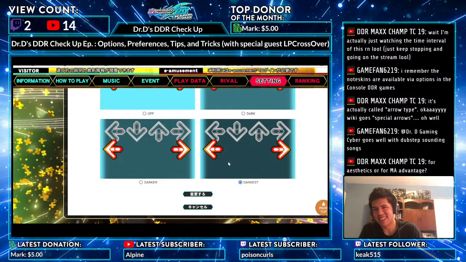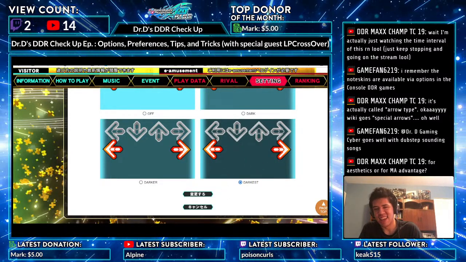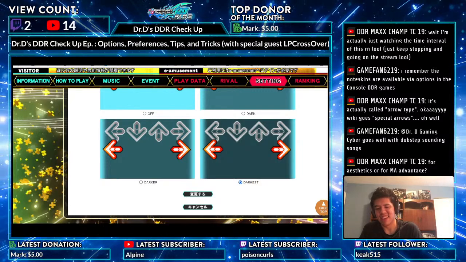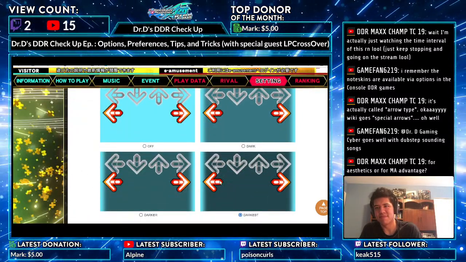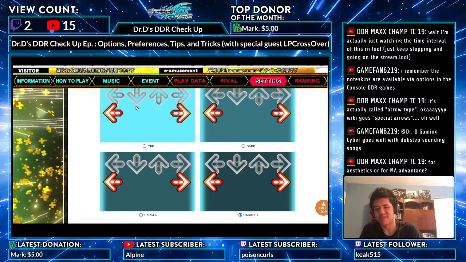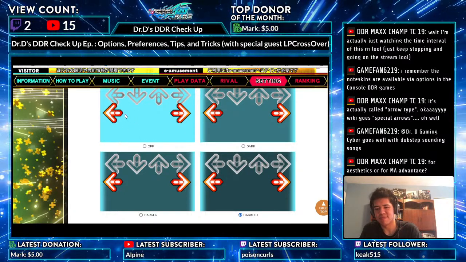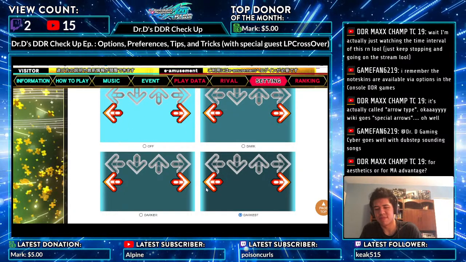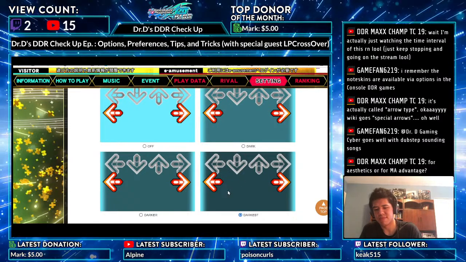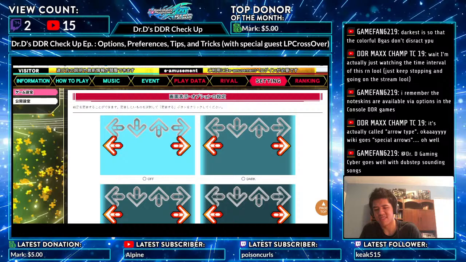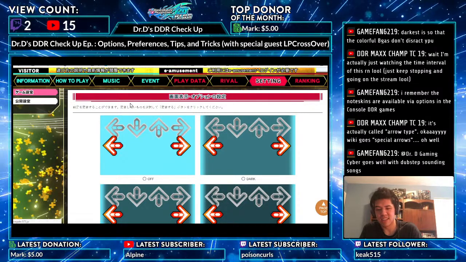I'll pay money for them to just have a black screen. Okay, I'll pay money for that feature. But yeah, put it on darkest. It makes the notes stand out a lot more. If the contrast is bad, the darker you can make the background, the better contrast the notes are going to appear. So darkest is absolutely the way to go. There's really no denying it.